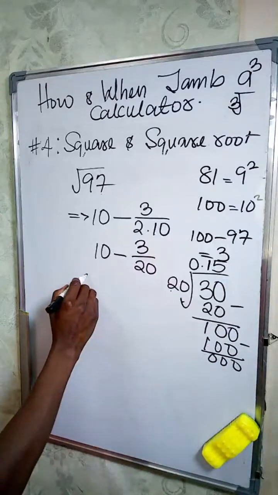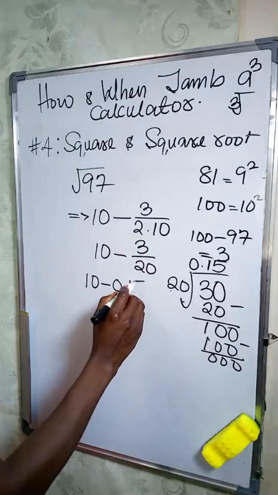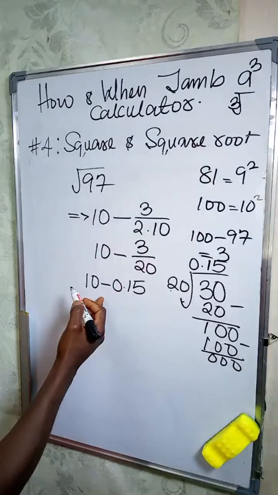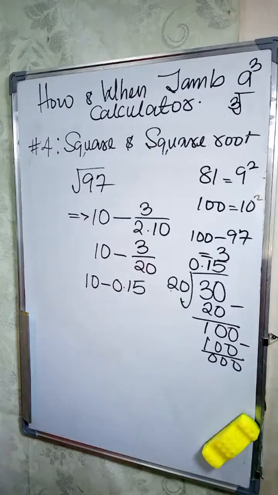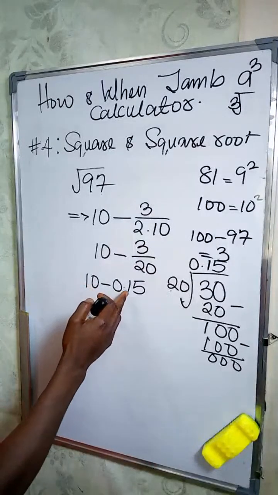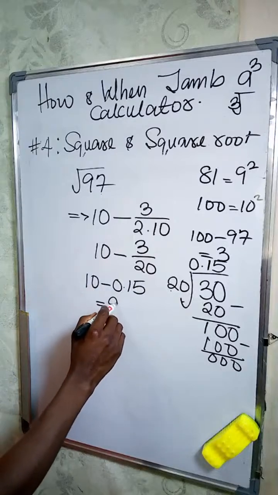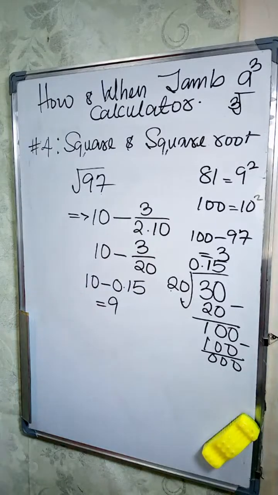So that means 10 minus 0.15. So when you subtract this one, you will see say your answer will give you something like 9 point something. If you subtract 0.15 from this, your answer will give you 9 point something.